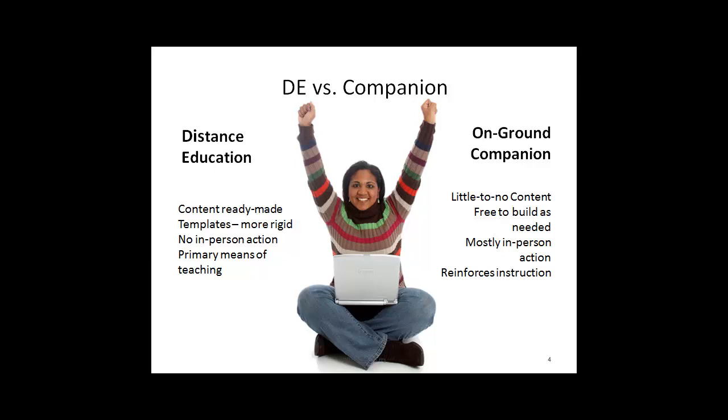On-ground companions, on the other hand, are an ancillary. They're an extra item that we're adding to your toolkit as an on-ground instructor. Initially, you won't have any content unless you want to add it yourself. It's just an empty shell. But you're free to build it however you wish. So you can add materials that are going to make the students' lives easier, or you can find links that really help them learn what's going on in the classroom.